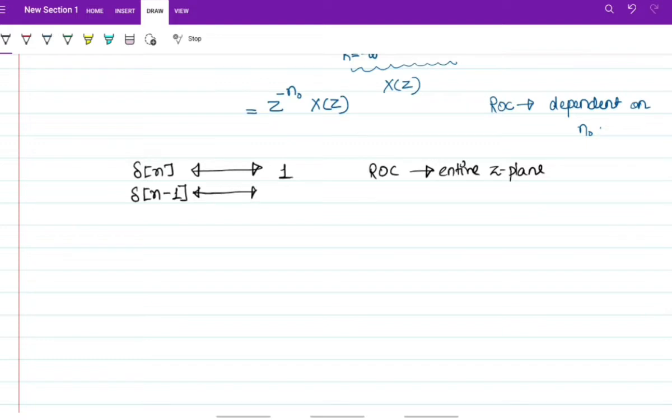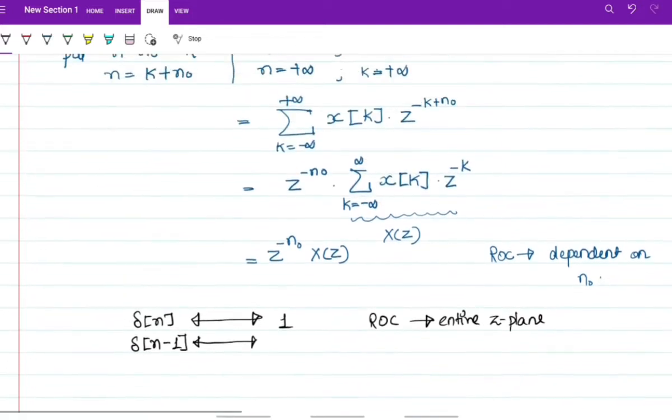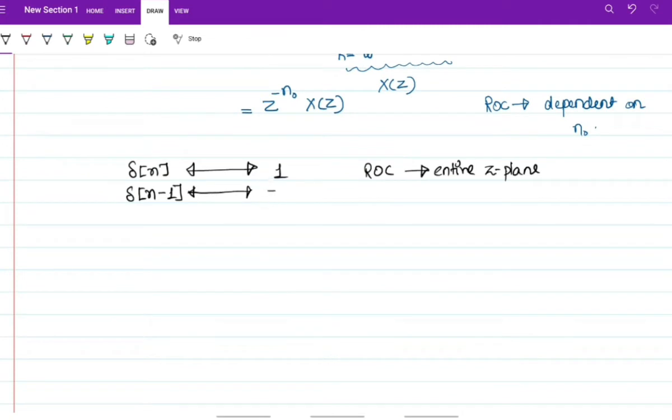So what will be the z transformation of this? The z transformation of delta n is 1. So what is the z transformation of delta n minus 1? Use this property. So this will be equal to z to the power minus 1 into the z transformation of delta n, that is 1. What about the ROC? So in this case, the ROC will be the entire z plane except z is equal to 0. Okay, this is how we represent it.